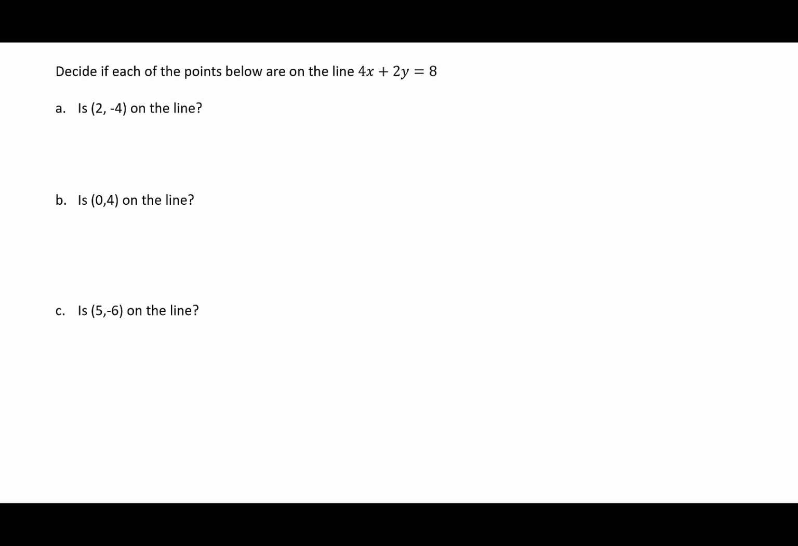We're going to decide if each of the points are on this line, 4x plus 2y is 8. It just means you're going to plug these in. So we're going to start with 2, negative 4. My x is 2, plus 2 times negative 4. And it's kind of question mark, is this 8? So 4 times 2 is 8. 2 times negative 4 is negative 8. Is this equal to 8? Absolutely not. That's equal to 0. So is this on the line? No.